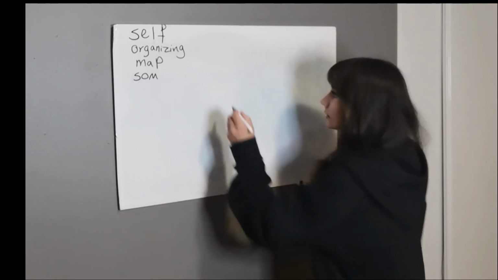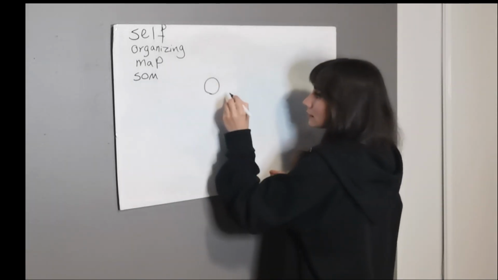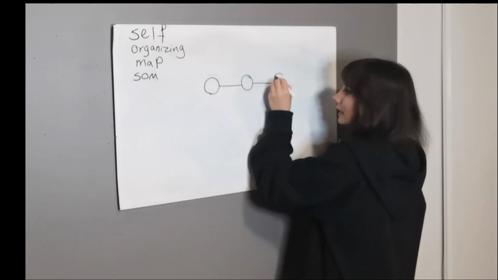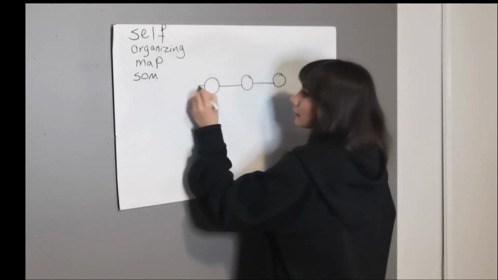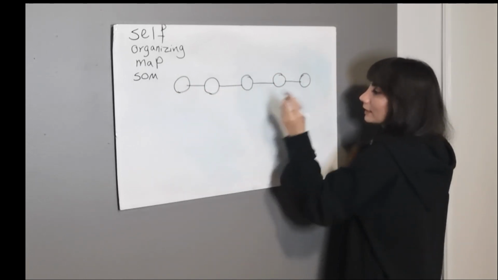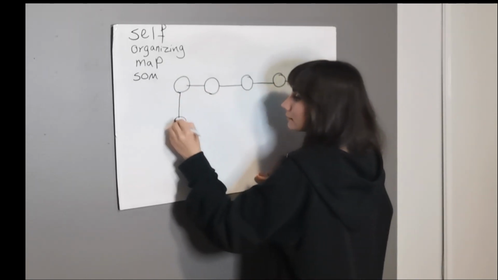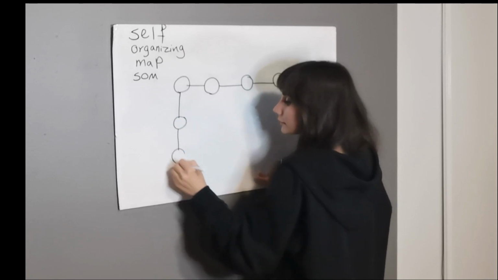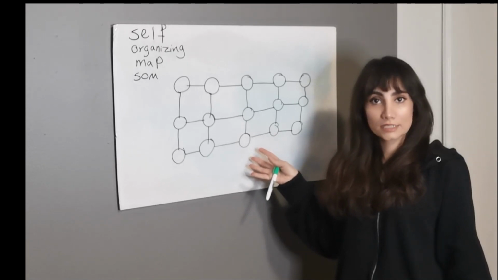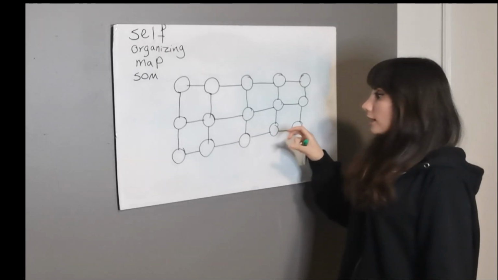And they are like this. So this is a neuron and it is connected to another neuron and it is connected to another neuron. I'm gonna add two more here. And then after that you have another neuron here, another neuron here. So this is basically the shape of the grid of the neurons.